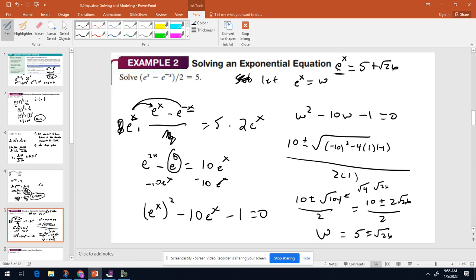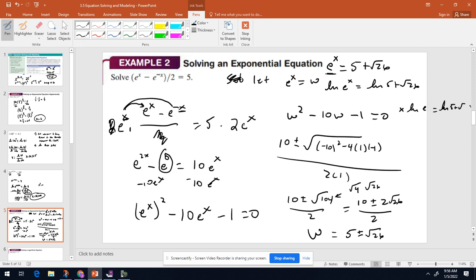Okay. How do I solve for e to the x? I'm going to ln both sides. Ln e to the x equals ln of 5 plus square root of 26. And what does this equal? I put the x in front. x ln of e equals ln of 5 plus square root of 26.